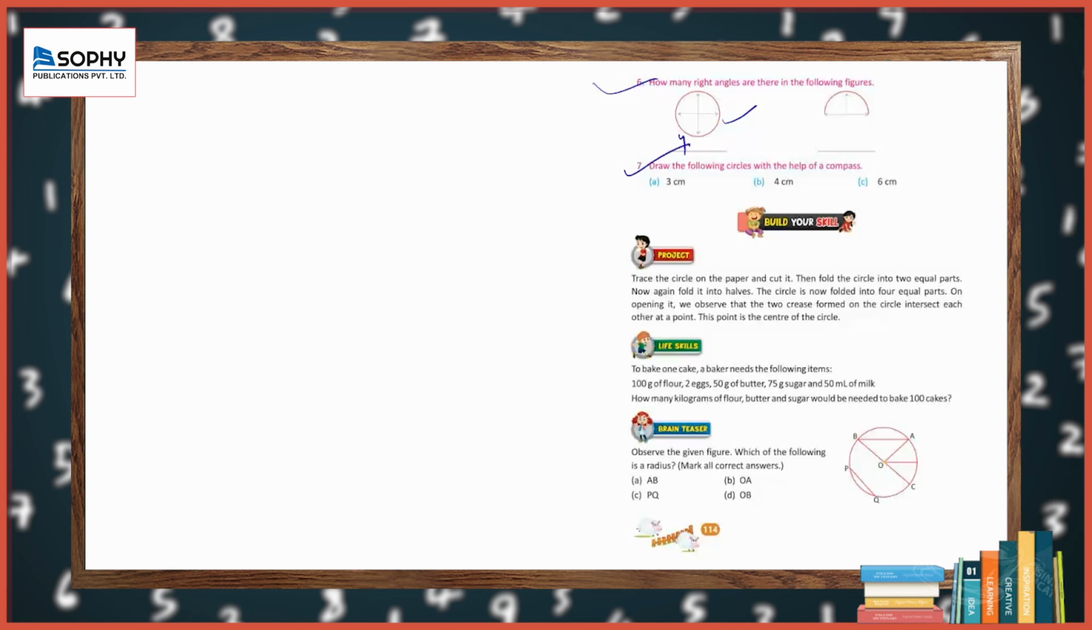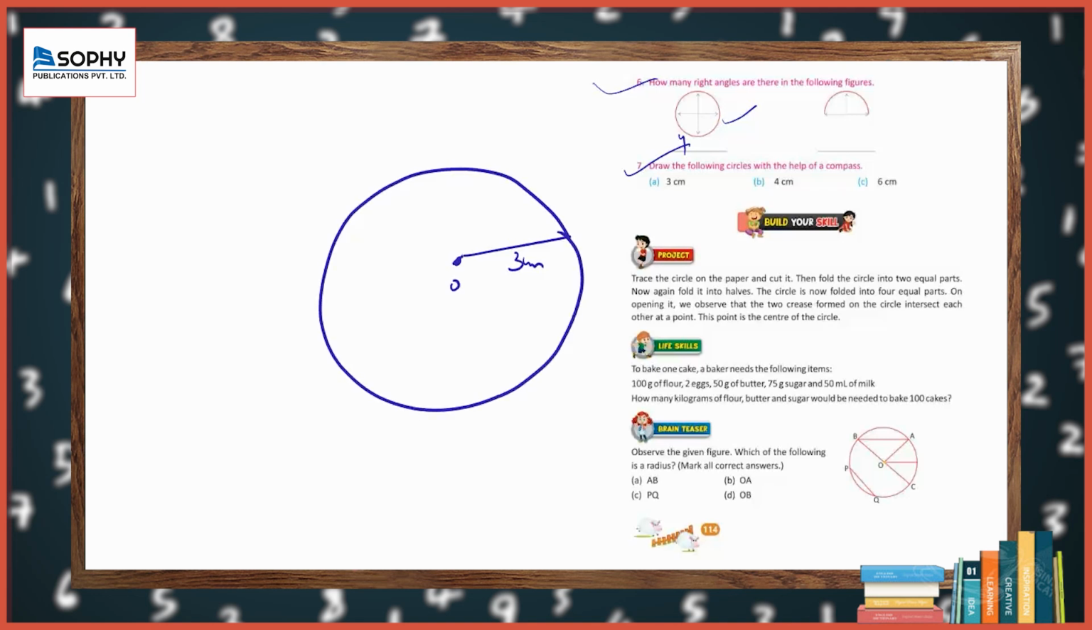In this one, you have to draw the circle with the help of a compass, students. You will open the compass to a 3 centimeter radius and then draw a circle from the center of it. That's how you can solve the remaining part, students.